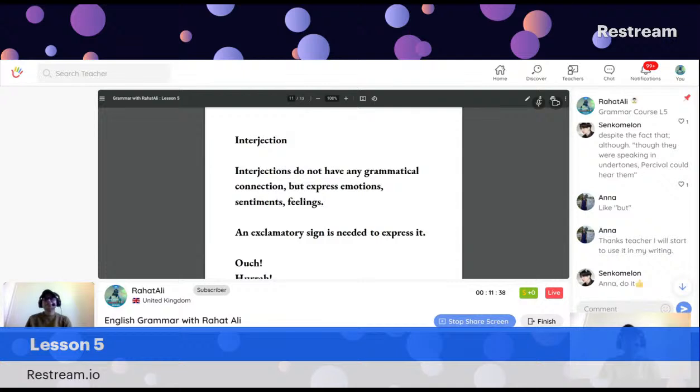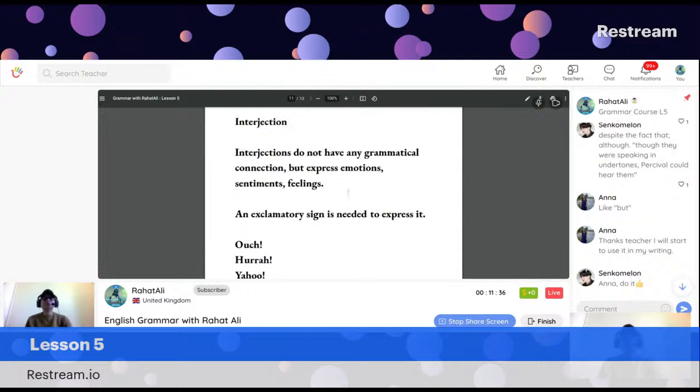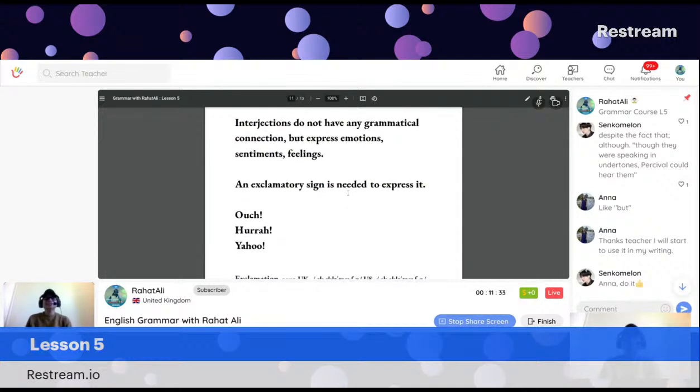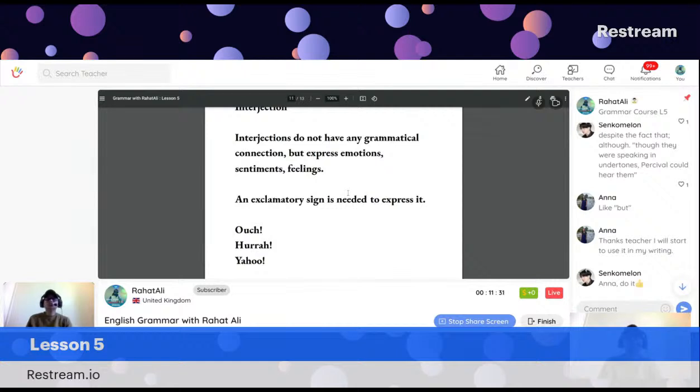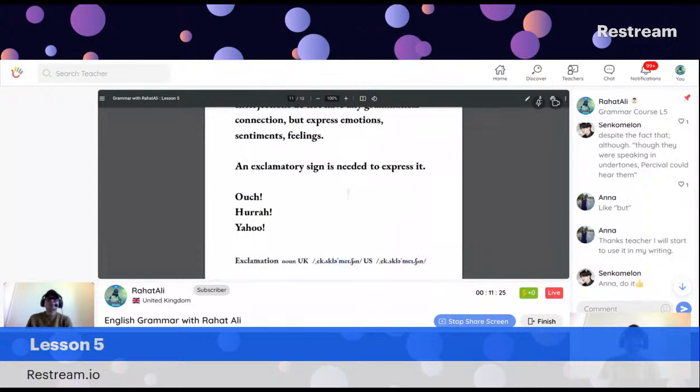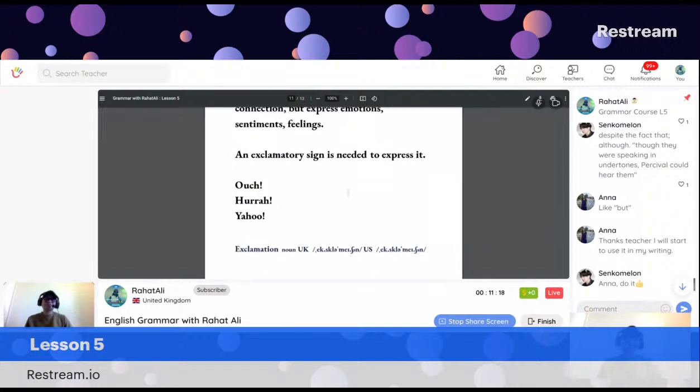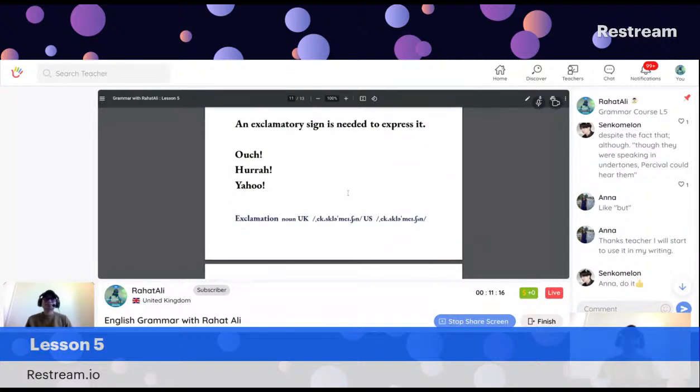Okay, we've got 11 minutes more, so we've got to hurry. This is the last part, though. Once again, interjections do not have any grammatical connections, but express emotions, sentiments, feelings. These are the common ones, like ouch, hurrah. Ouch is the pain. Hurrah is happiness. Yahoo, happiness or winning.